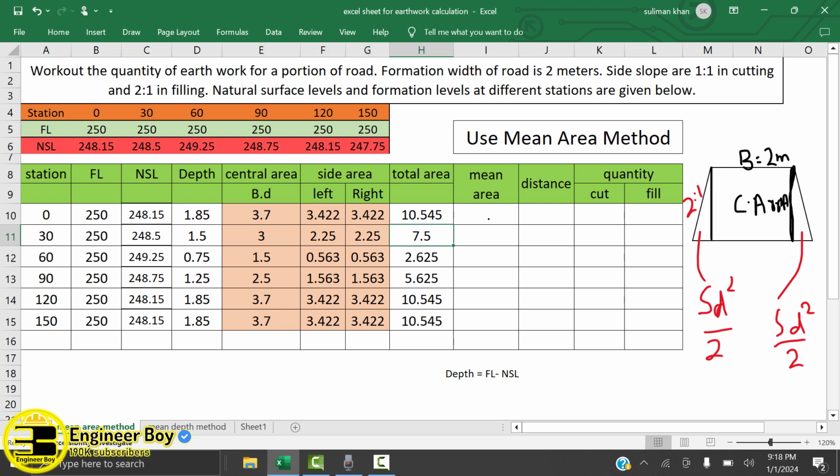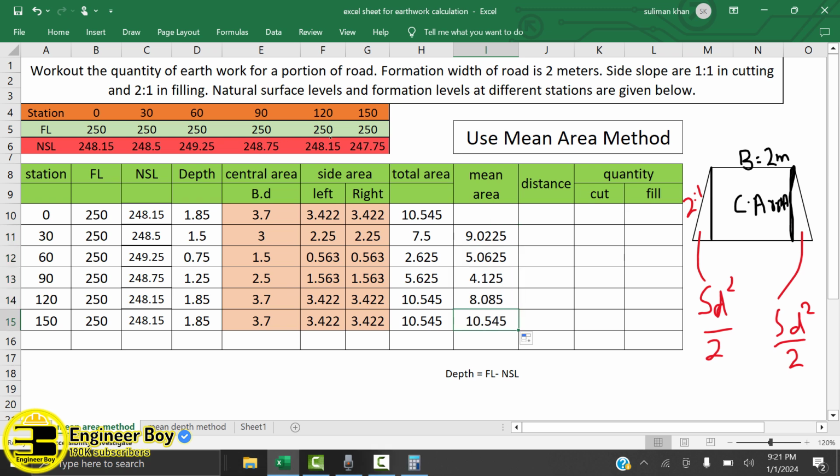Now the mean area means adding two areas and dividing them by 2. That is called the mean area. You can say the area at one station, like maybe at station 0, and the area at station 30. Add them and divide them by 2, so we can have the mean area. Let's have the formula over here. We're going to have this area, and then add them, the plus sign, this area, and then close the bracket, and divide the same thing by 2, and then press enter. As you can see, we have a pretty good solution. That's so simple.